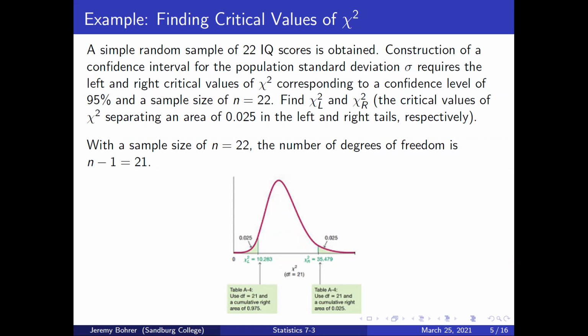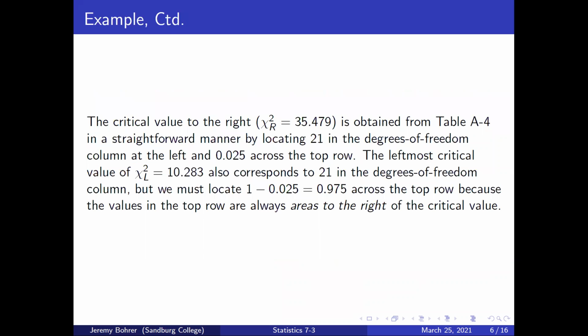With a sample size of n equals 22, the number of degrees of freedom is n minus 1 equals 21. The critical value to the right, chi-square sub r equals 35.479, is obtained from table A4 in a straightforward manner by locating 21 in the degrees of freedom column at the left and 0.025 across the top row. The leftmost critical value of chi-square sub L equals 10.283 also corresponds to 21 in the degrees of freedom column, but we must locate 1 minus 0.025 equals 0.975 across the top row, because the values in the top row are always areas to the right of the critical value.